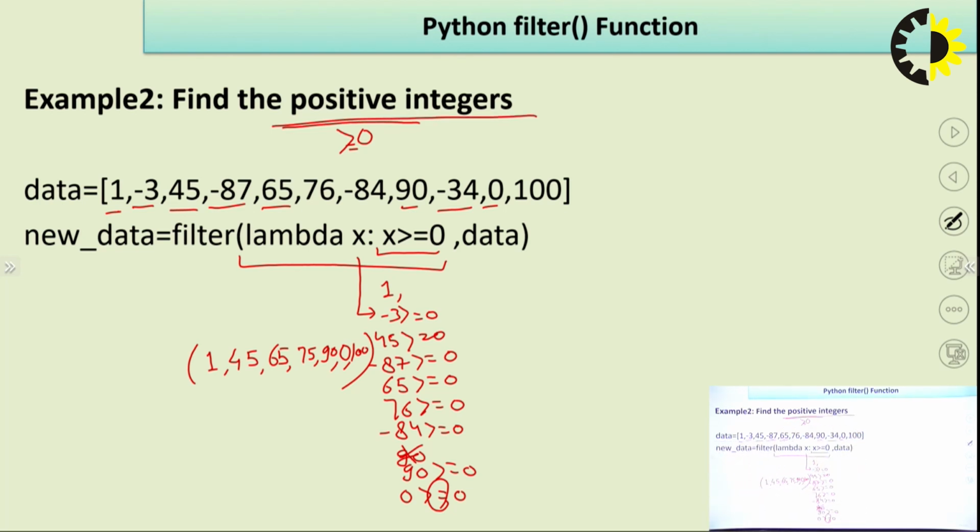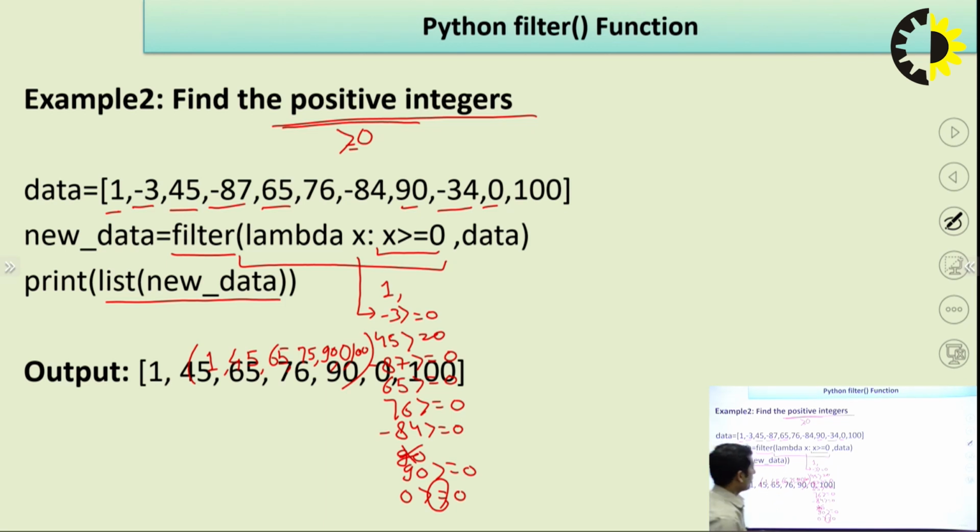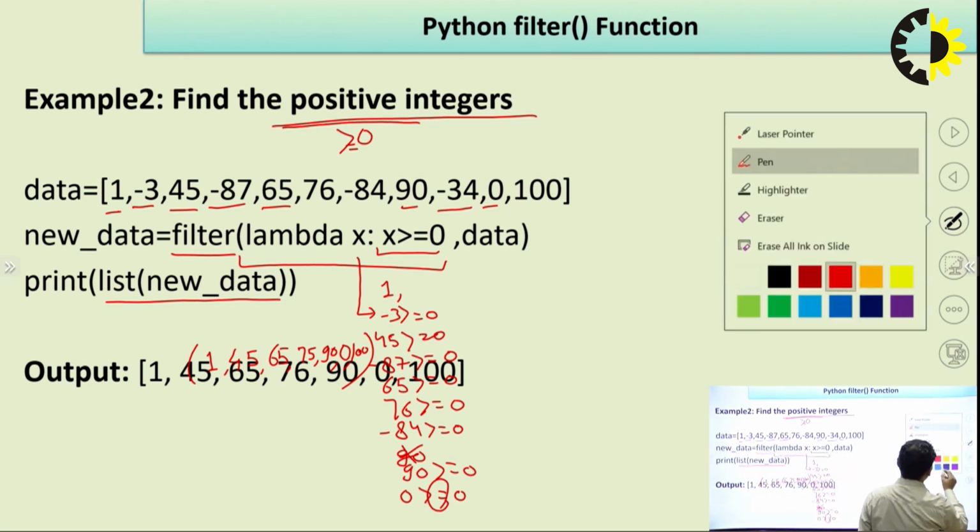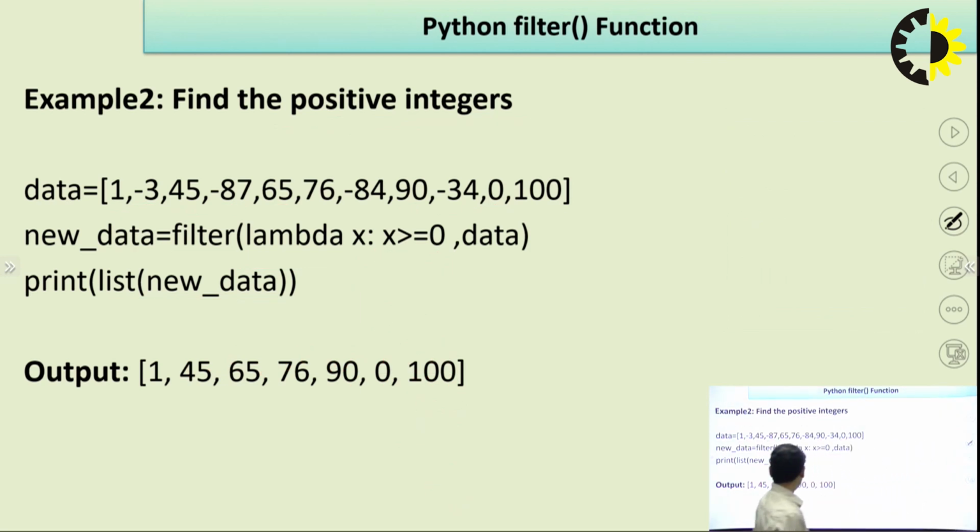So with a single line of code, with the help of this particular filter function, we can do our filtering and selection action applied on each element. Now we will convert it into a list and print this new list. New list is here: 45, 65, 76, 90, 0 and 100. Okay, so with the help of the filter function we have done this.